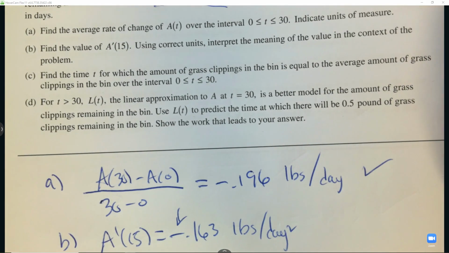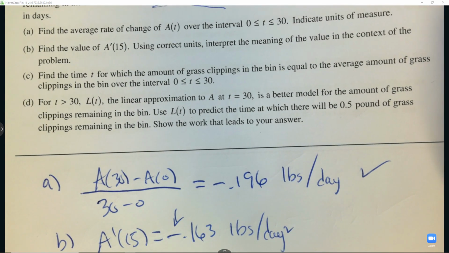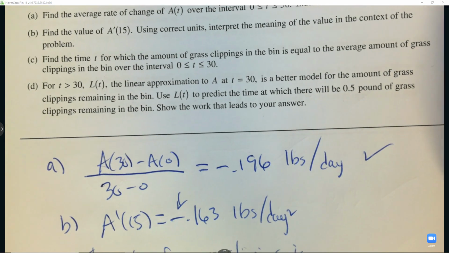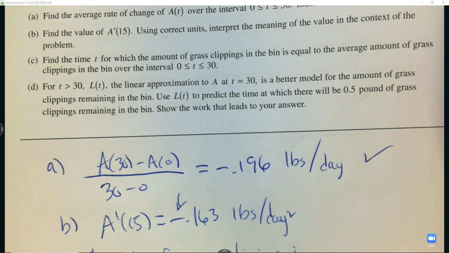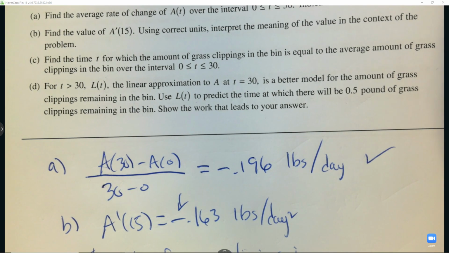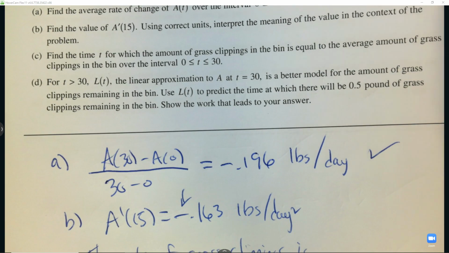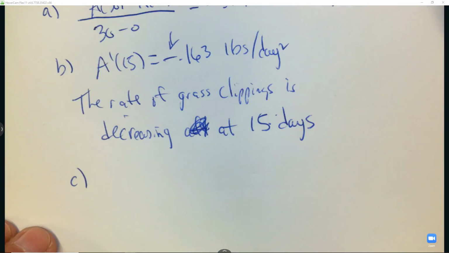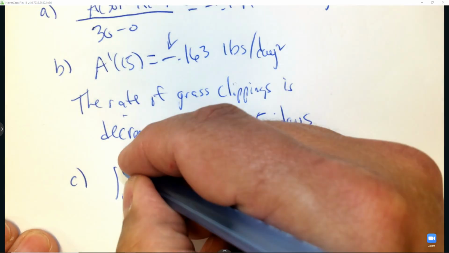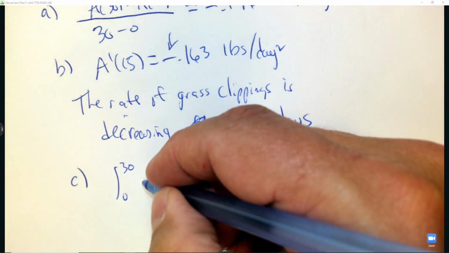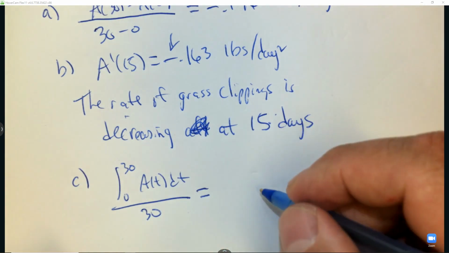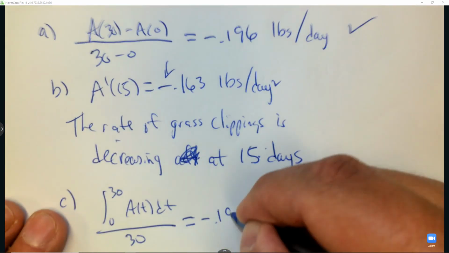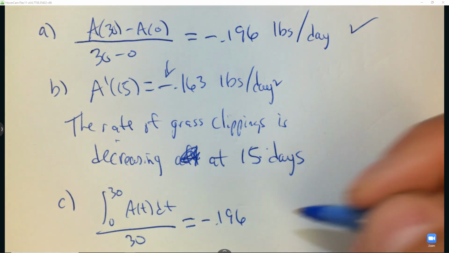Find the time t for which the amount of grass in the bin is equal to the average amount of grass. So find the time t at which the amount of grass clippings in the bin is equal to the average amount. So average value, that's what it's asking for, is integrating from 0 to 30. And we're going to integrate that equation and then divide. And then we want to make it equal to the average amount.